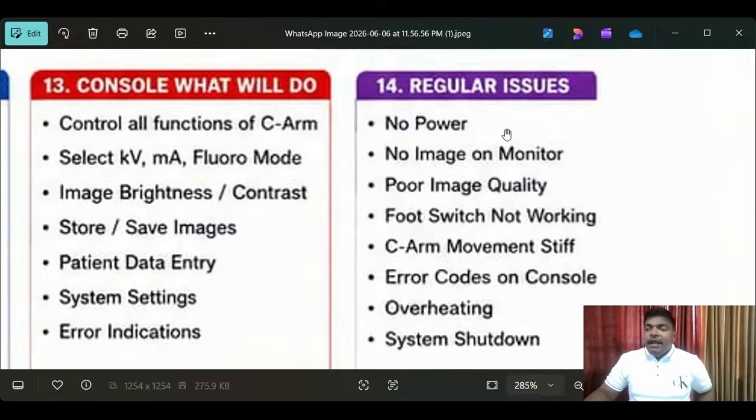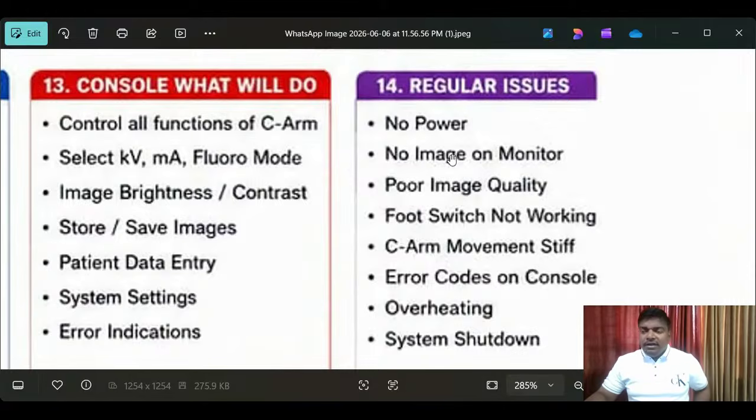And regular issues: no power supply, no image on the monitor, poor image quality, and foot switch not working. These are the things we mostly hear about. Recently in my team, my engineer said, sir, the C-arm is not working in one district hospital. What do I have to do? He told me, sir, I'm a junior, I don't know, please assign another engineer. I don't accept that. Immediately you have to do it. I will give the advice in this way.